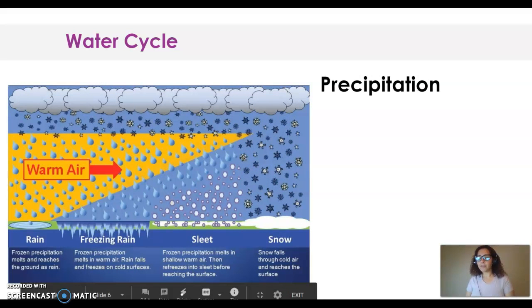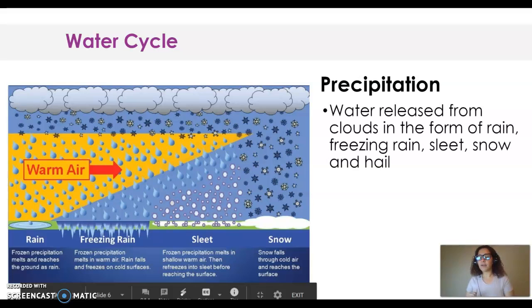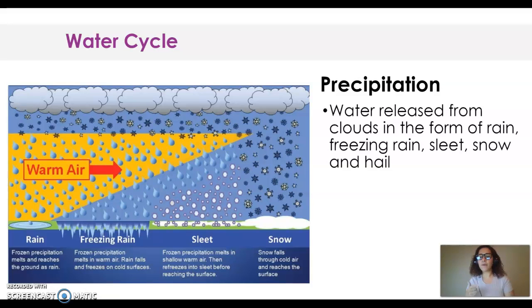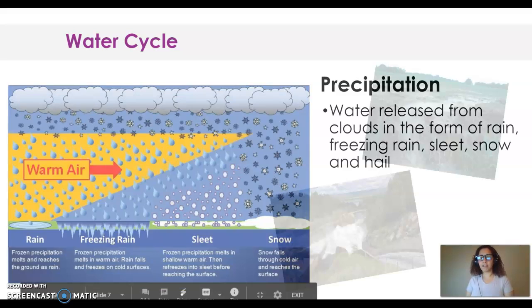And we learned about precipitation last week. So we know that it's rain, snow, freezing rain, sleet, and hail. And these are all going to be formed in clouds. And when water is released from these clouds, it can happen in these different forms of precipitation.